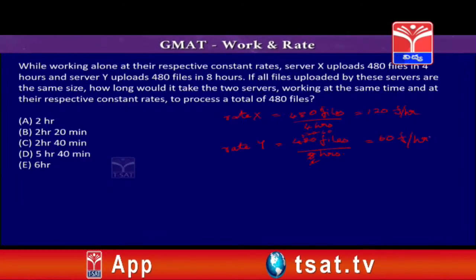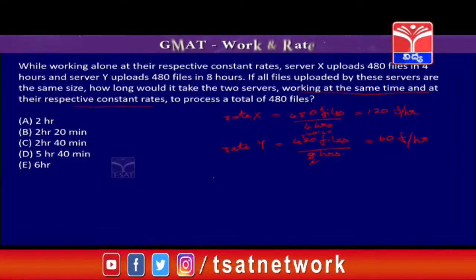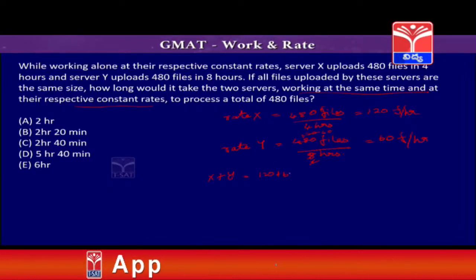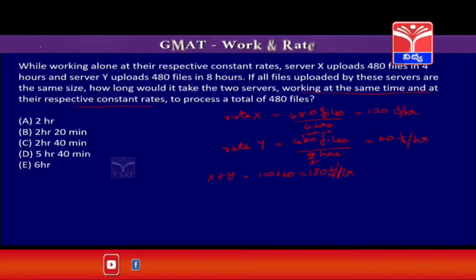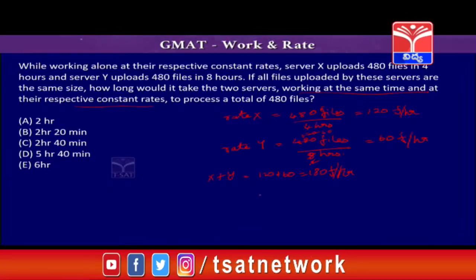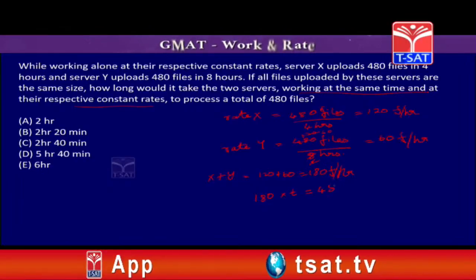So they are saying that the two servers are working together at the same time at their respective rates. So X plus Y, the rates get added up, that is 120 plus 60 comes out to be 180 files per hour. And they are asking how long would it take to process a total of 480 files. So the rate, 180, into time T will be the total work done, which is 480 files.